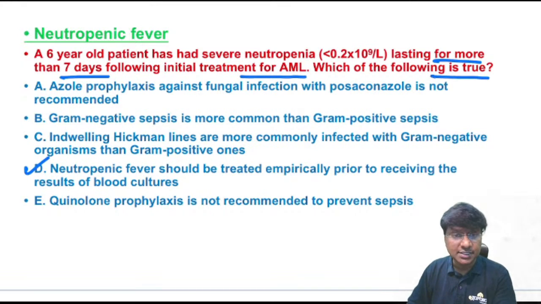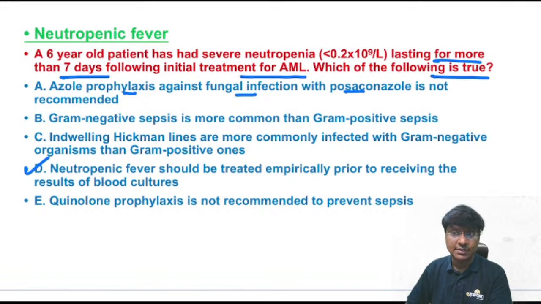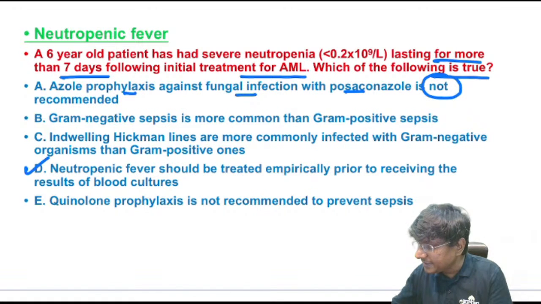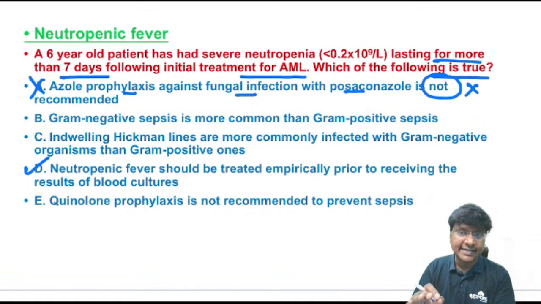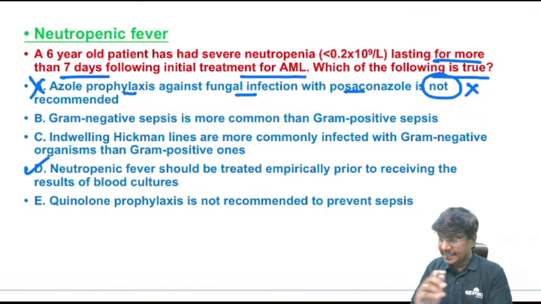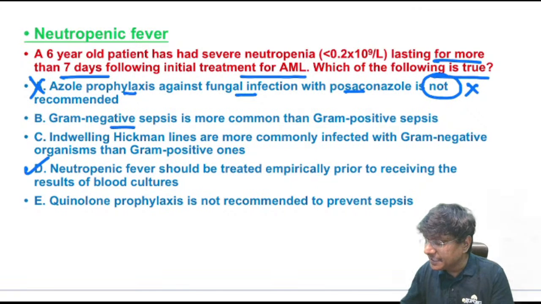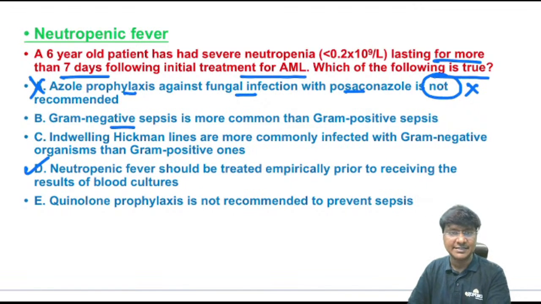Now, what about the azole prophylaxis against fungal infections with posaconazole? It is recommended. The point not recommended is an incorrect statement. Posaconazole prophylaxis should be given in patients with neutropenia. Next, gram-negative sepsis is more common than gram-positive sepsis is an incorrect statement.